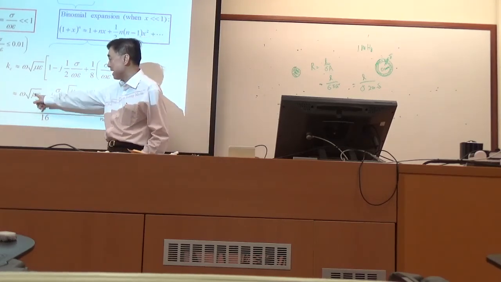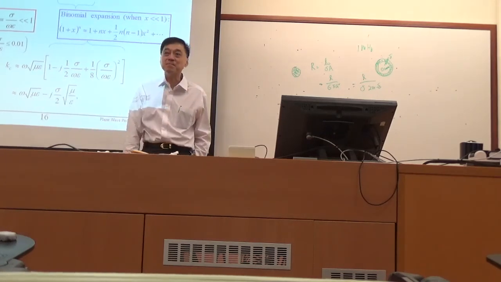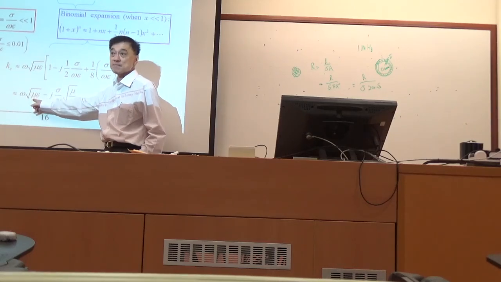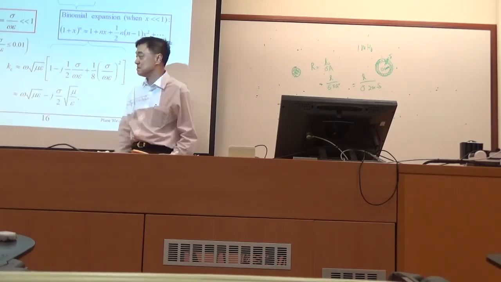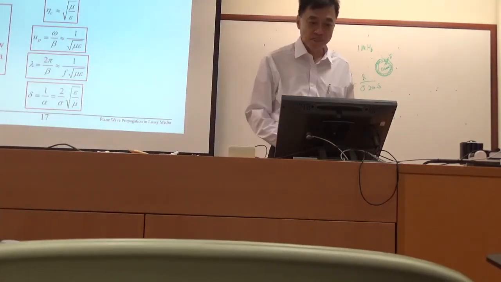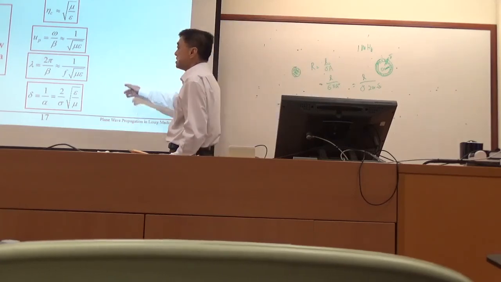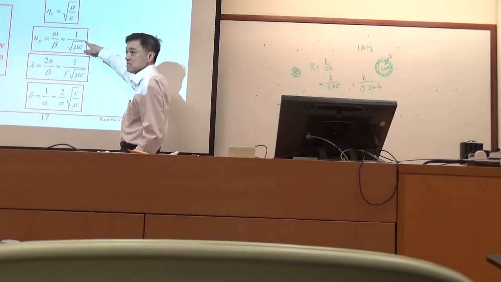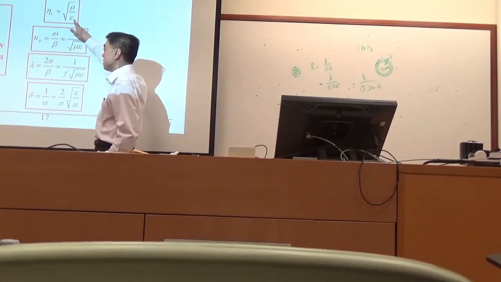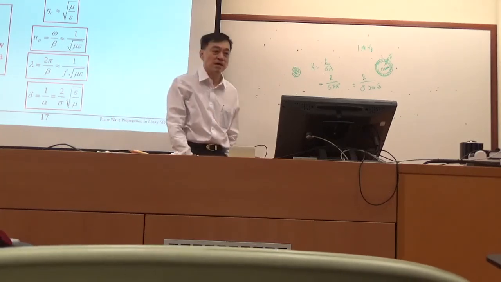So k equals beta minus j alpha. This is alpha, this is beta. Remember, beta has the same form as for a lossless medium, but it now has an alpha. So these are the equations. The equation for velocity is still the same, the equation for wavelength is still the same, and the equation for zeta is still the same. The only difference is that now it has an alpha.